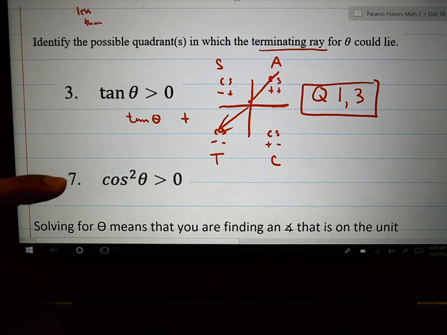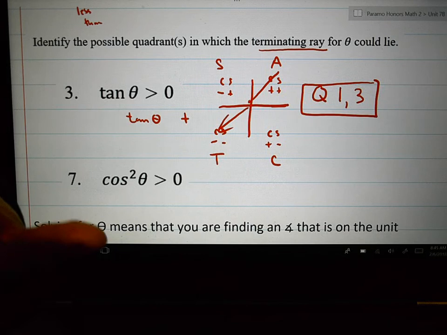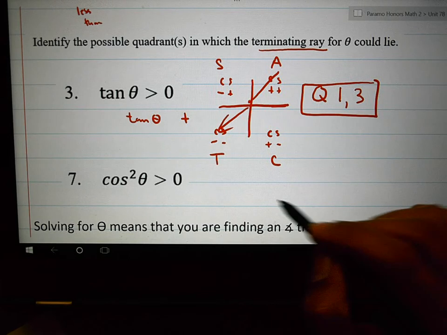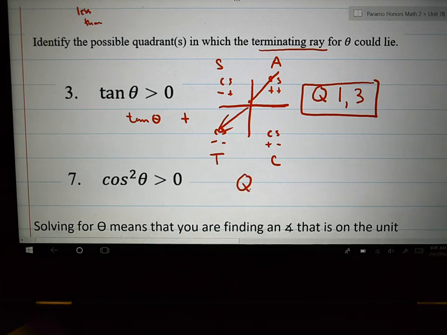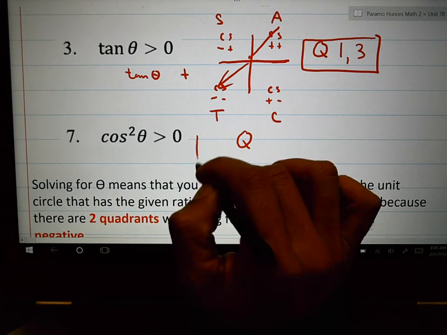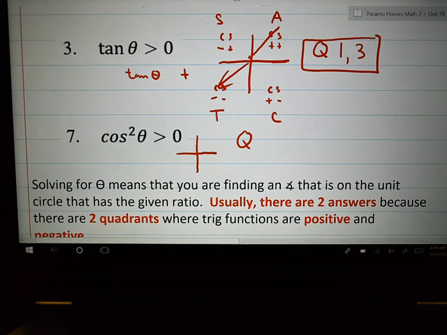Cosine squared of theta being greater than 0. Where would the cosine squared be a positive value? Do you know which quadrants it could be in? If you think you know, tell the person you're sitting next to. If it's squared, then actually, couldn't it be any of them? Because if you square a negative, it's still going to be positive.